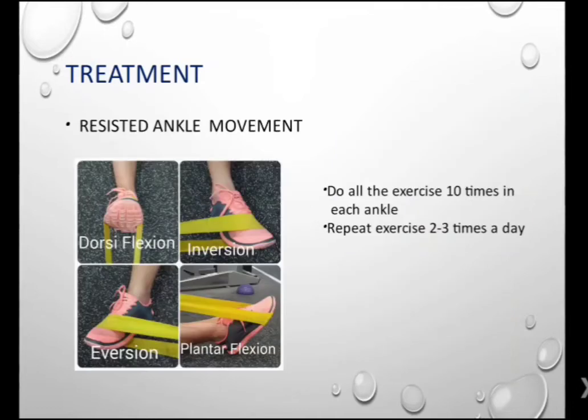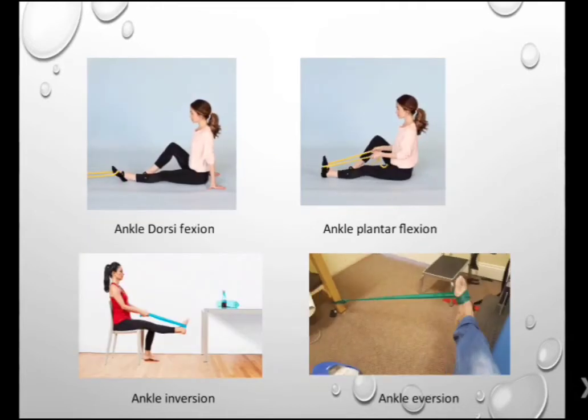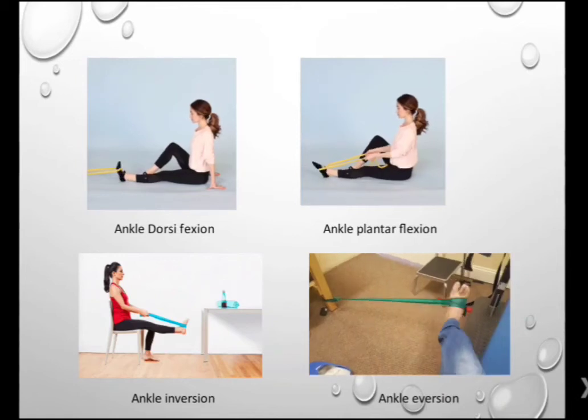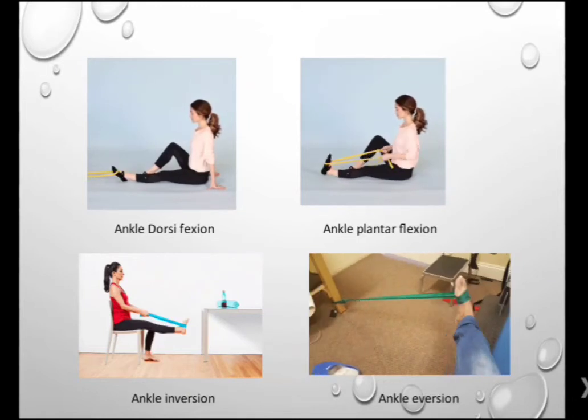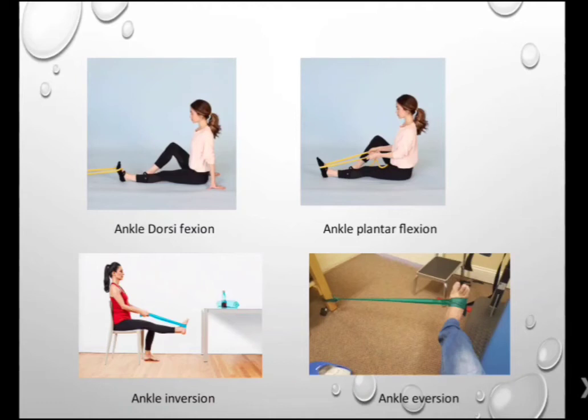Next is resisted ankle movement, in which 4 different exercises are there. First is ankle dorsiflexion. For this exercise, tie one end of an elastic band or TheraBand to the bottom part of the table and the other end to your foot. Sit on the floor with the exercise leg straight and the other leg bent from the knee. Slowly flex your foot and pull your toes towards you and relax the foot. Repeat it 10 times.